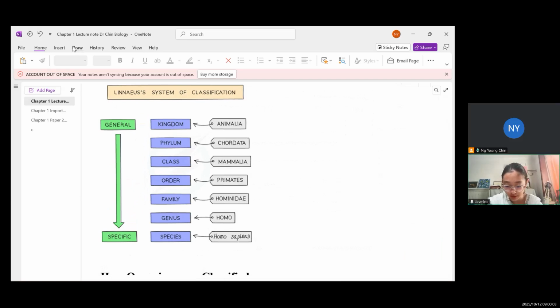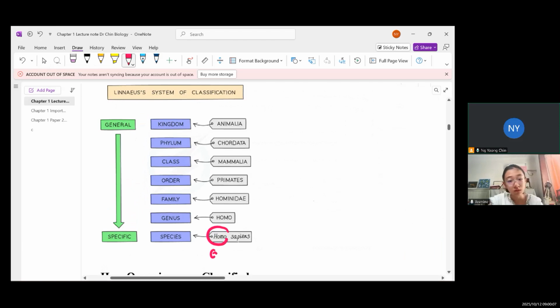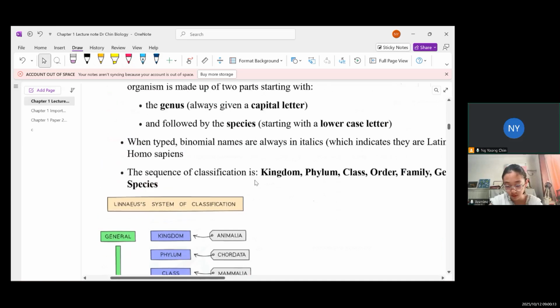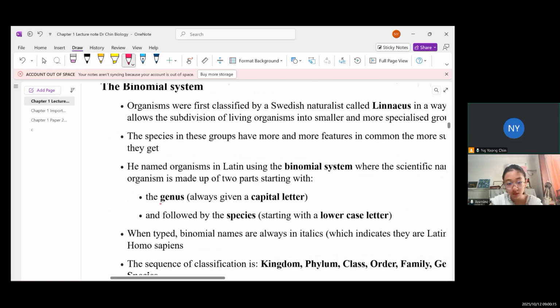So it's two words, right? The first one will be the genus. The second one will be the species. Genus and the species, which is this one.